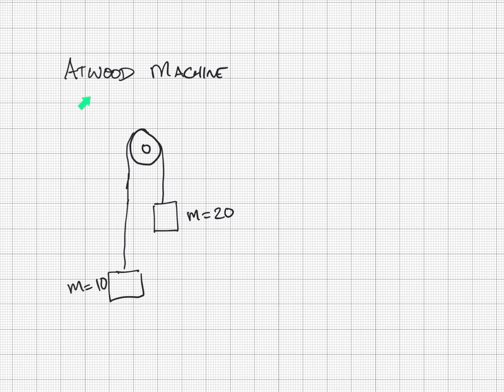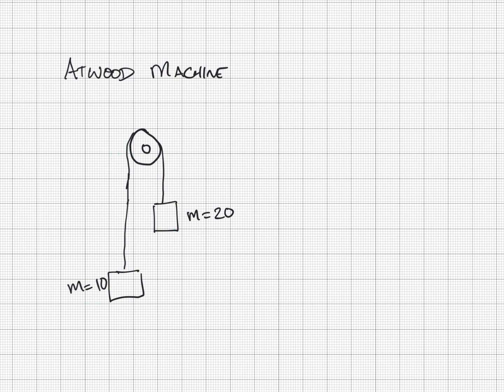Another common circumstance when we deal with forces is something called an Atwood machine, or some different setups that I would say are similar to Atwood machines. An Atwood machine would just be a simple pulley, which is going to allow two masses which have different weights or different masses to freely rotate.